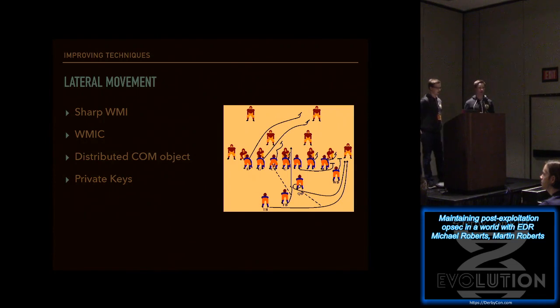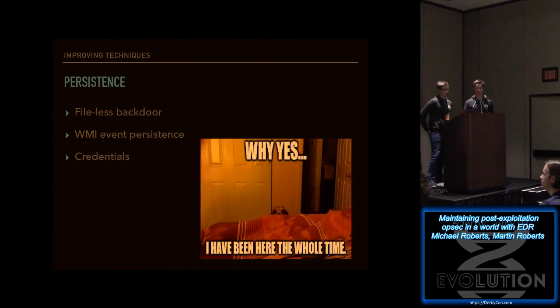Obviously, private keys on a Unix environment for lateral movement. Persistence, fileless backdoor, so storing completely in the registry or another part of the system, so it doesn't write to disk. Obviously, antivirus solutions immediately scan everything on disk, and any other endpoint detection will immediately catch something written to disk. So as fileless as you can go.